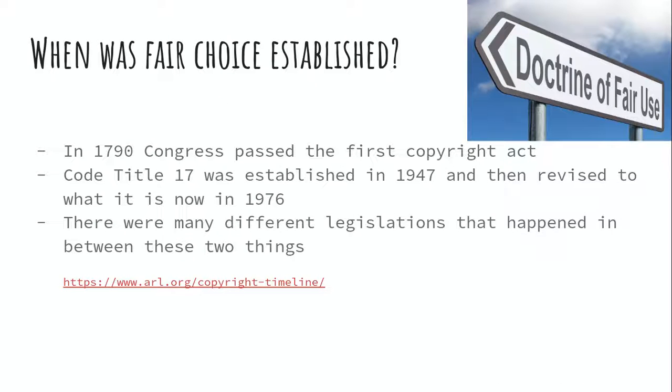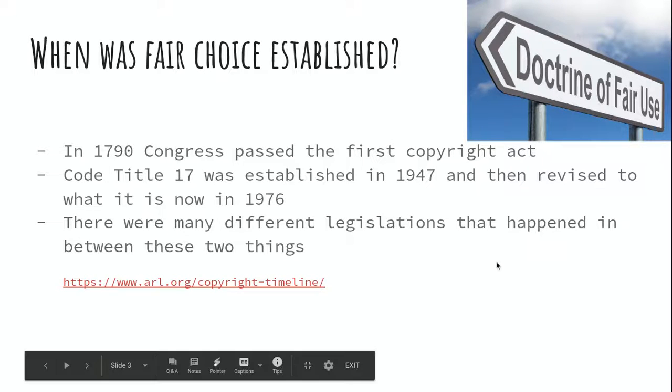So when was fair use established? In 1790, Congress passed the first Copyright Act. However, the idea of personal property and protection of rights was really introduced with the Constitution in 1788. So, Code Title 17 was established in 1947 and then revised to what it is now in 1976. And Code Title 17 are the copyright laws that we have today. And then there were many different legislations that happened in between these two things.